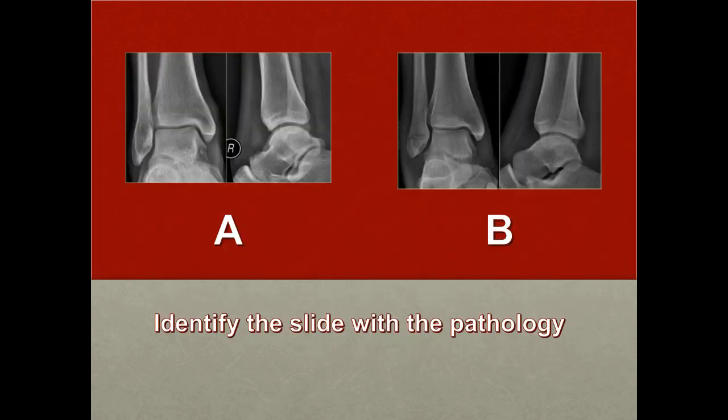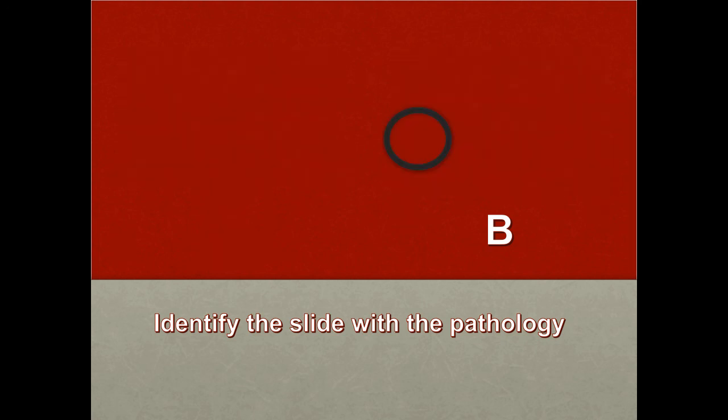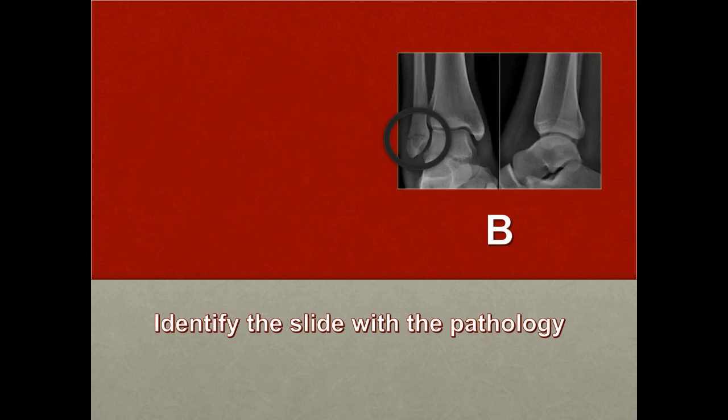So when we look at these slides, we have slide A and B. Can you identify the slide with the pathology? Use your ABCs to be able to identify this. After having reviewed it, you should see that the slide with the pathology is slide B.